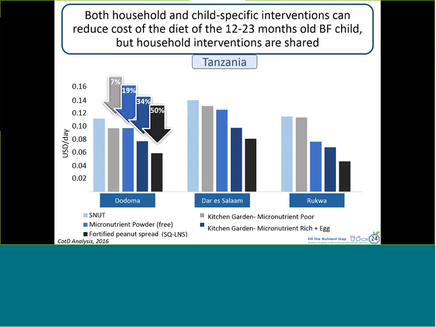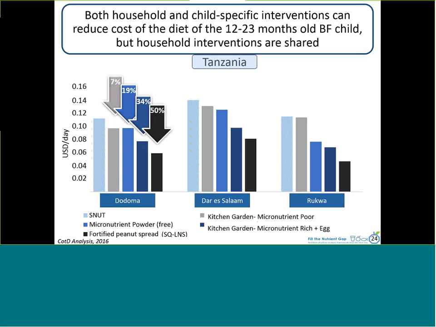So we tried different interventions to see how we could improve access to nutrients within this context. Here are three different regions within Tanzania, and we looked at different interventions that were suggested by stakeholders and that we found within the secondary data, to see how we could improve accessibility of a diet. You see in the light blue bars the original cost of a nutritious diet, and then what happens when different interventions take place. The bars in gray and in dark blue show a kitchen garden intervention. This is a home gardening intervention where different crops are produced at the household.